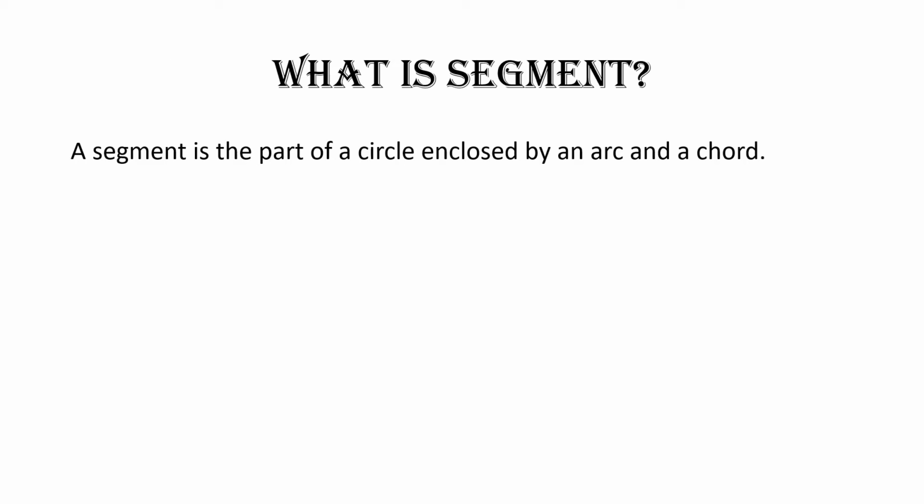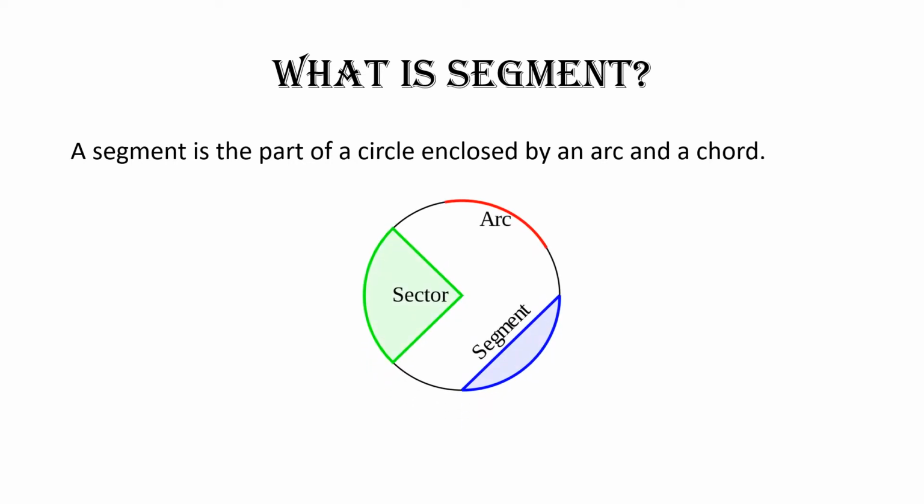A segment here can be defined as the part of a circle that is enclosed by an arc and a chord. And this is what that would look like. So the segment here would be this region here that is in the blue. And by the definition, it's the part enclosed by a chord. This line here, we should know the parts of our circle, is known as a chord.